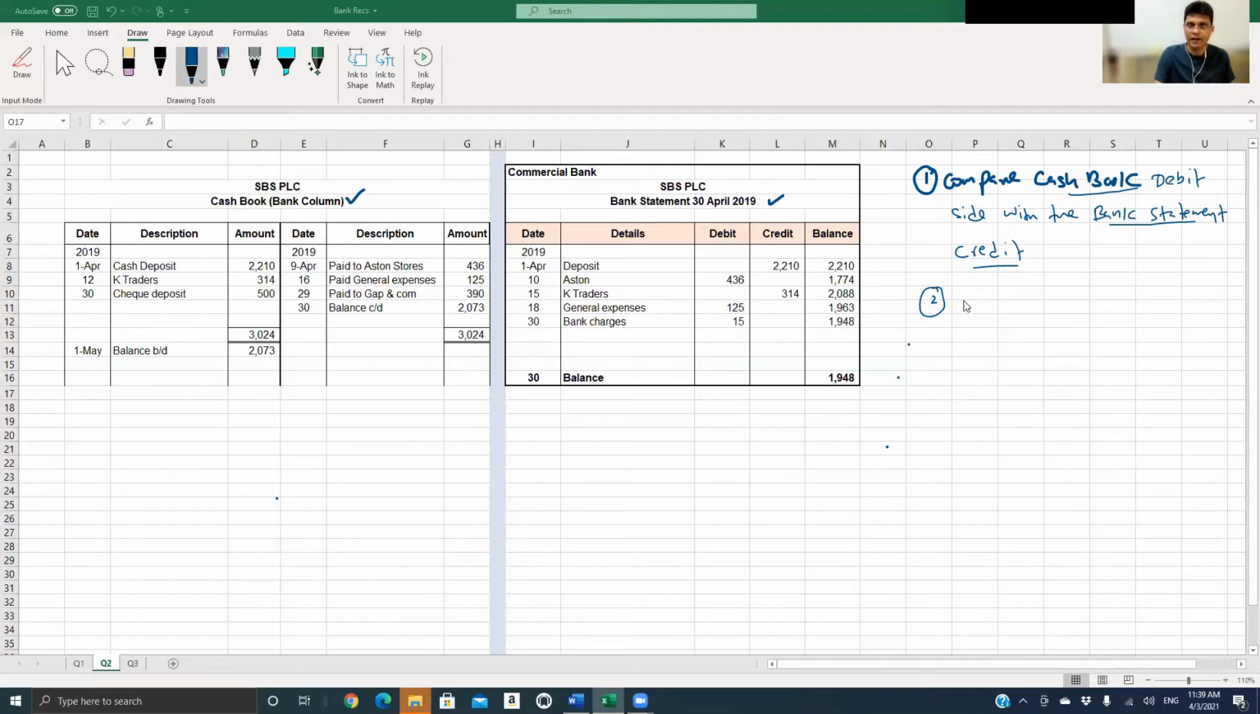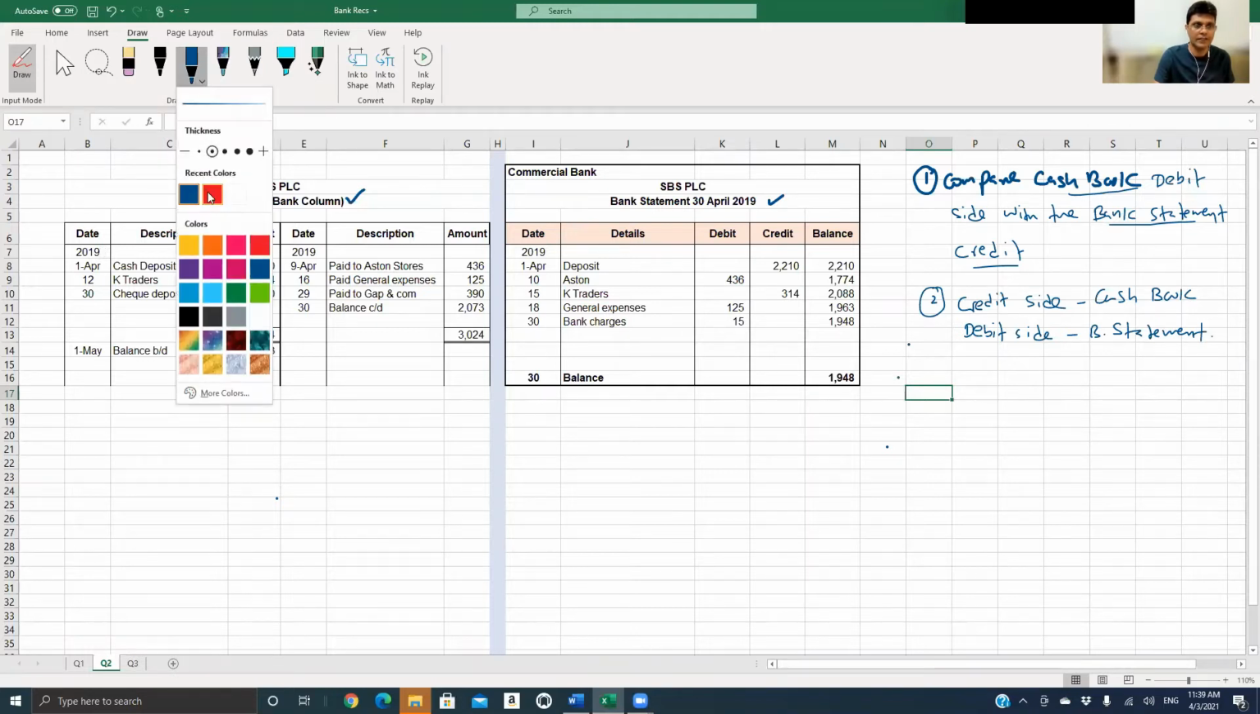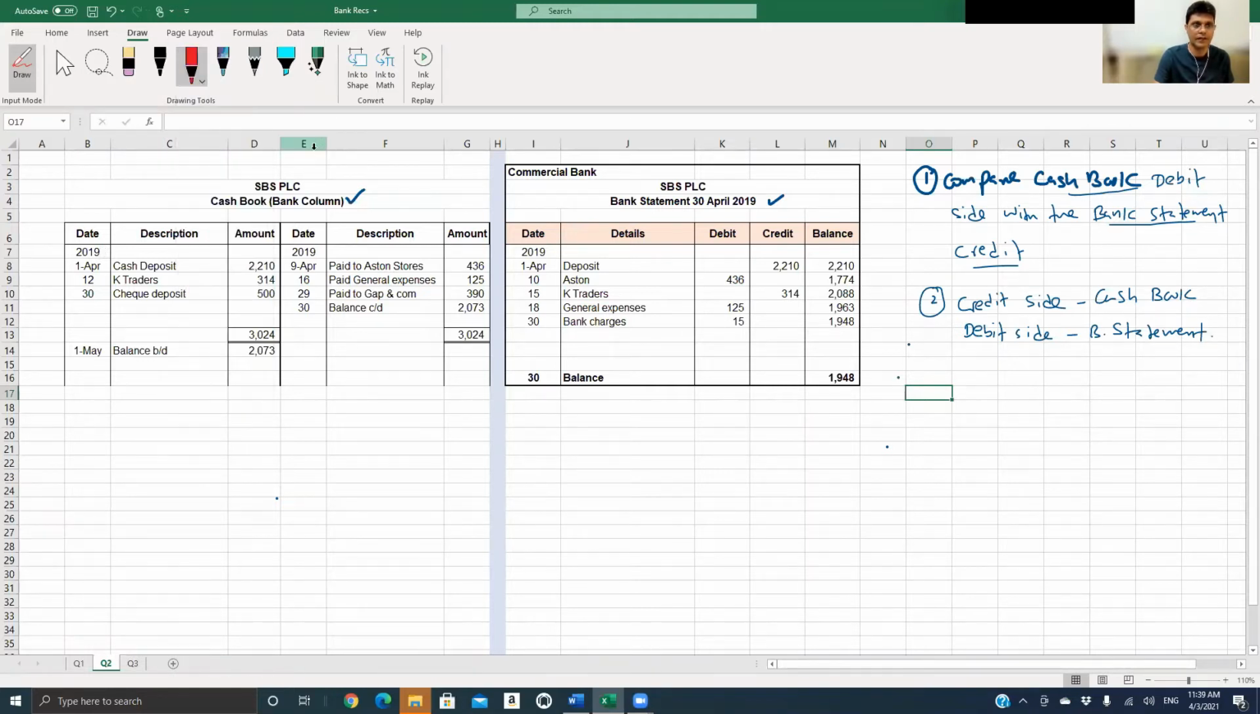Then next one is we need to compare the credit side of the cash book with the debit side of the bank statement. Okay, so this is the first step. Now we'll compare, as we did in the previous question.